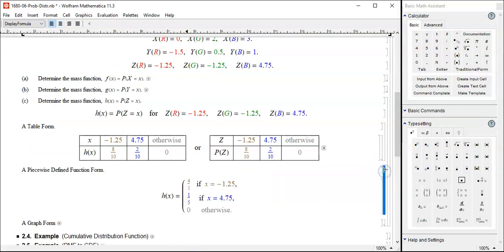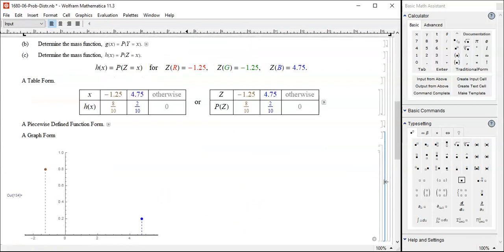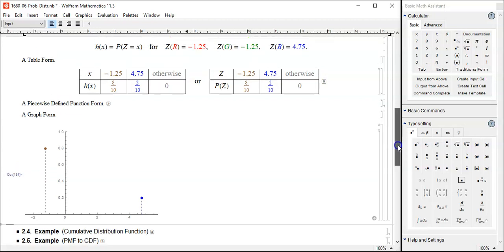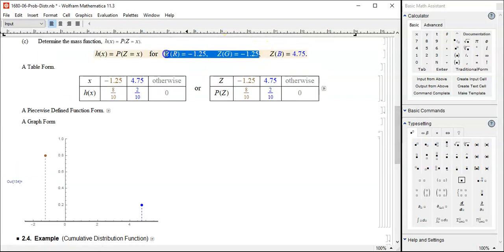And as for the piecewise defined form, again, it's simpler. When x is negative 1.25, 8/10, or equivalently 4/5. And then 4.75, 2/10, or equivalently 1/5. Otherwise, the probability is 0. Here's the graph. We have only 2 dots, not 3 dots for red, green, and blue, but 2 dots for 2 payoffs. Red and green were combined into a single color here, and the probability goes all the way up to 80%, 0.8.